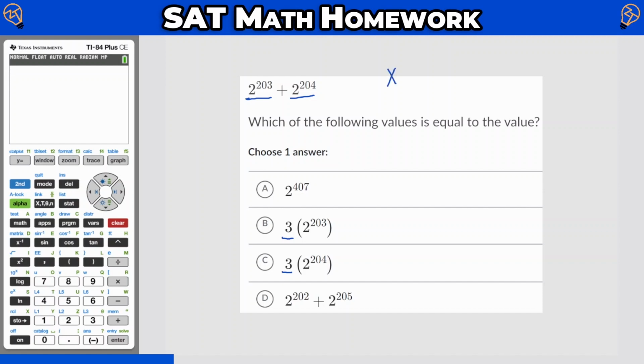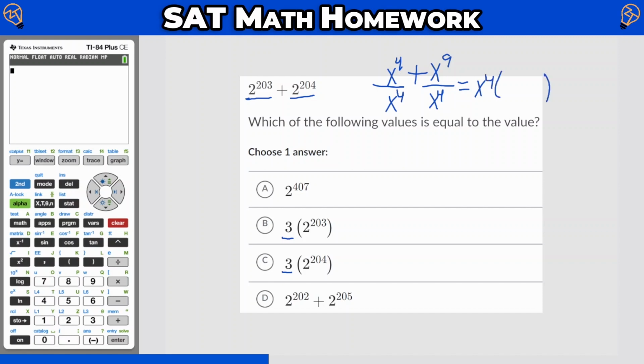If I had x to the 4th plus x to the 8th, or actually, better yet, let's make it so it doesn't seem like one number goes into the other. Let's say x to the 9th. When you're doing that, you're always going to take out the same base, but the smaller of the two powers. So let me show you what that would look like.